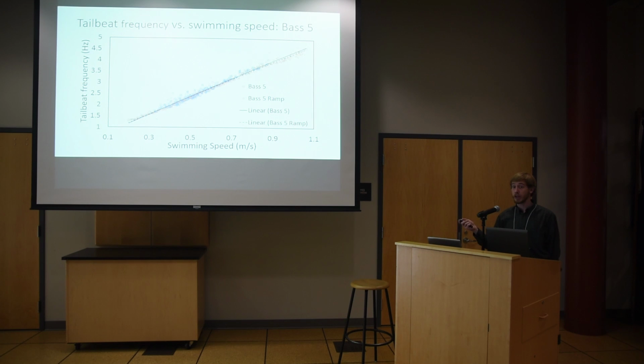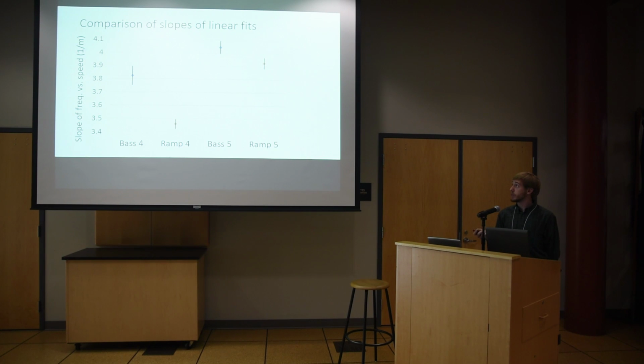But by looking at them and seeing that they are very similar, we already get an idea, okay, this ramping method is giving us similar results to the non-ramping, so it may be viable for us to use this. Taking a closer look at the slopes, we arrive here. Again, we have the bass 4, ramped case for the bass 4, bass 5, ramped case for bass 5, and then the slope, or the magnitude of the slope on this axis here.